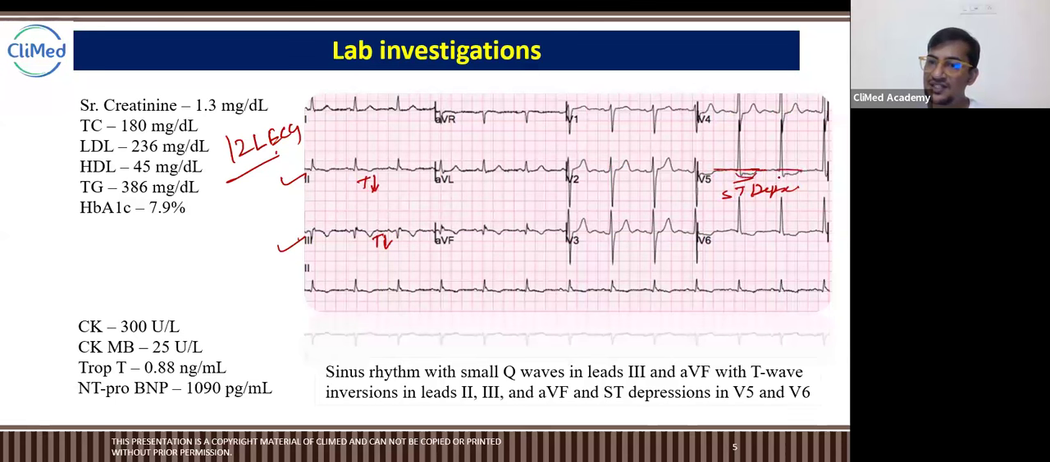Baseline is this. ST is going down. ST is the distance from S to T, right? ST segment. Okay, this is the ST segment. I'll tell you about ECG entirely here. Today I brought many ECGs to teach you.